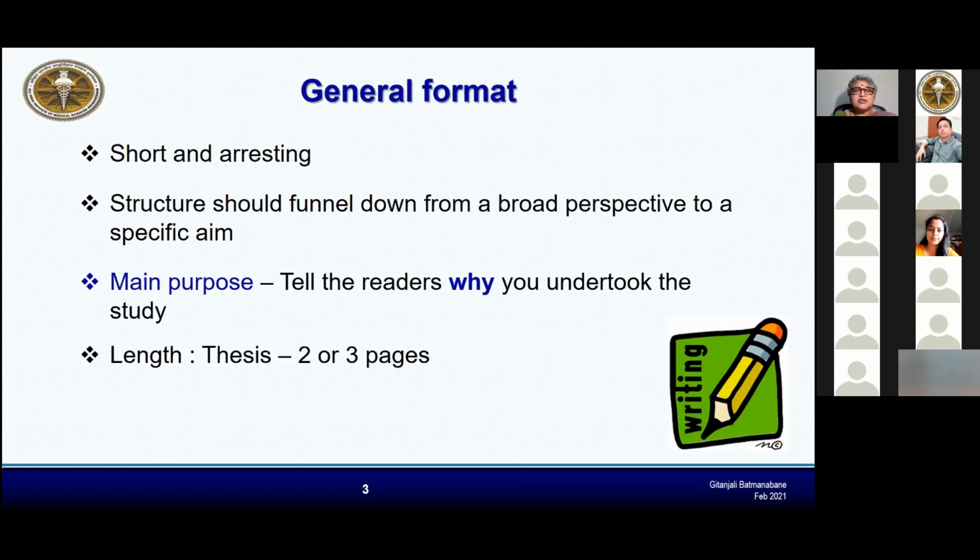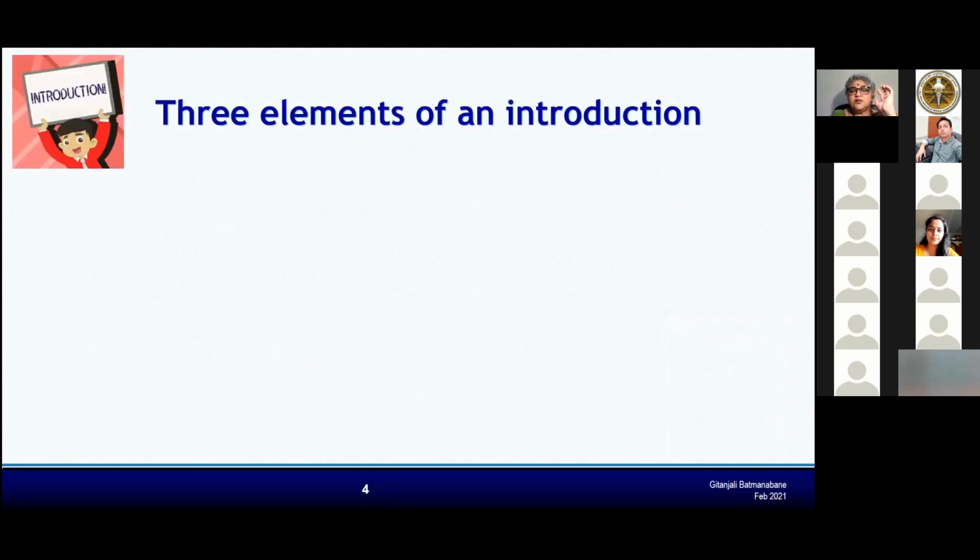In a thesis, because we are talking about thesis, you expect the introduction to be about 2 or 3 pages, around 3 pages at least. Okay. So this is the length of the introduction in a thesis. Whereas in a research article, if you're writing a manuscript, you expect it to be just about 2 or 3 paragraphs, not more than that. Okay. So there are 3 elements of an introduction.